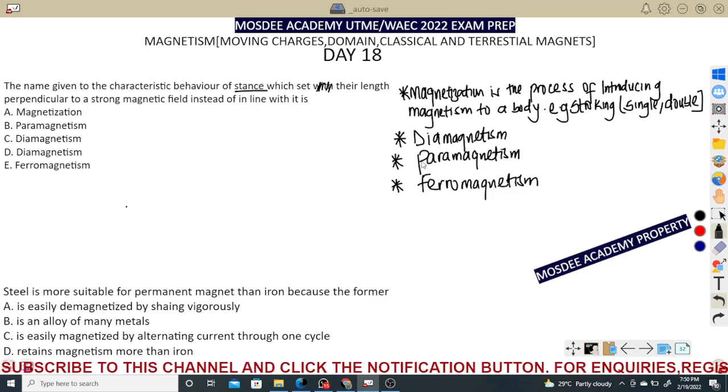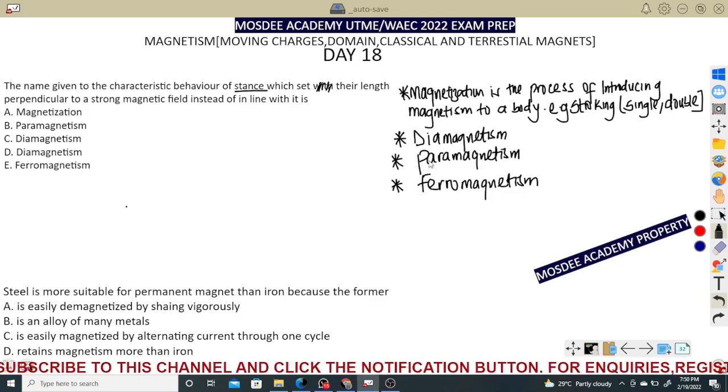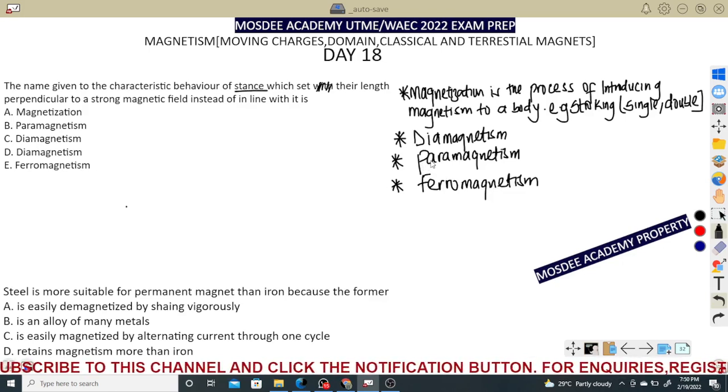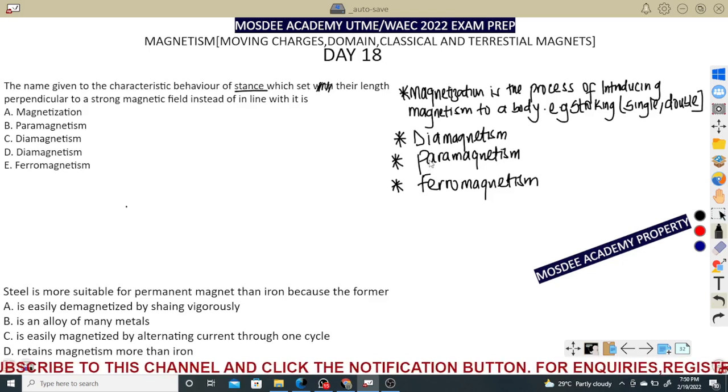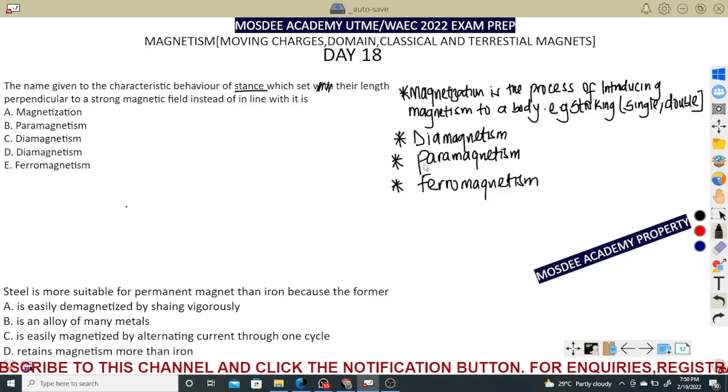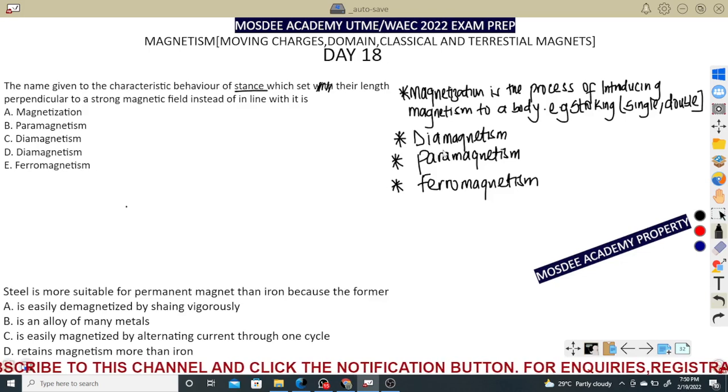There are some other things you still need to know about magnetism. I said I'll be taking it one after the other. I wouldn't want it to be too much, and I wouldn't want to go into some things you don't need for your exam. I only want to focus on the examination stuff.